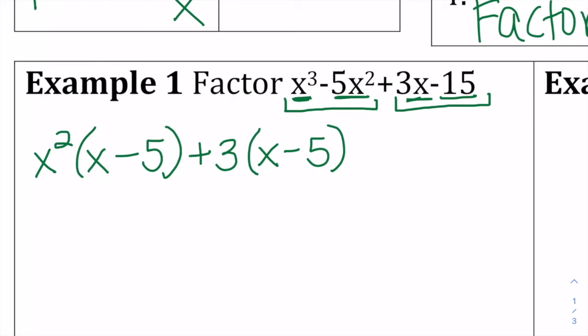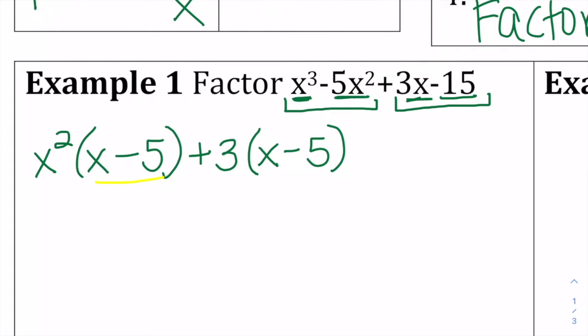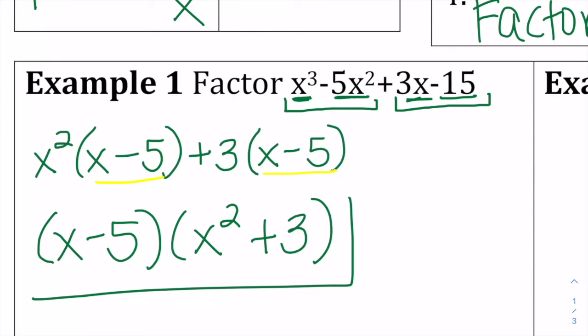So we just did our steps 1, 2, and 3. And you can see that there's going to be a common binomial, x minus 5. So we can factor out the x minus 5. So we have x minus 5 and x squared plus 3. That's all we can do, all right? None of those factor anymore.